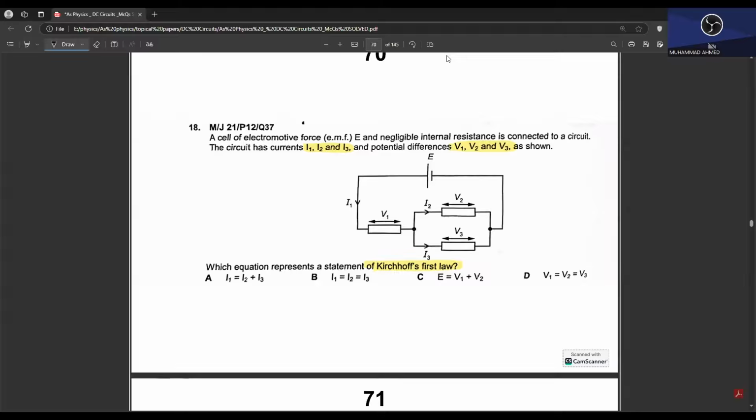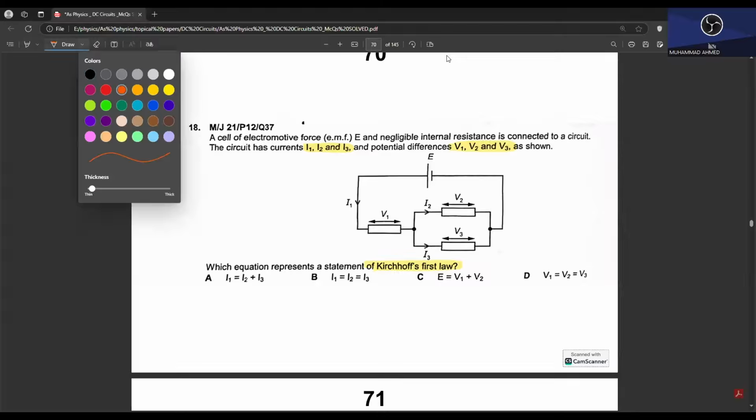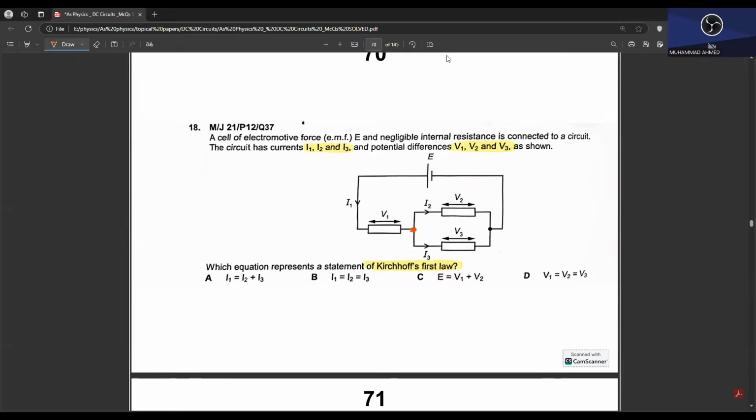So what does Kirchhoff's first law state? It states that the current arriving at a node is equal to the current leaving the node. What is the current arriving at the node? I1. What is the current leaving the node? I2 and I3. So I1 is equal to I2 plus I3. Which one will be your answer? A is your answer. Let's further move ahead.